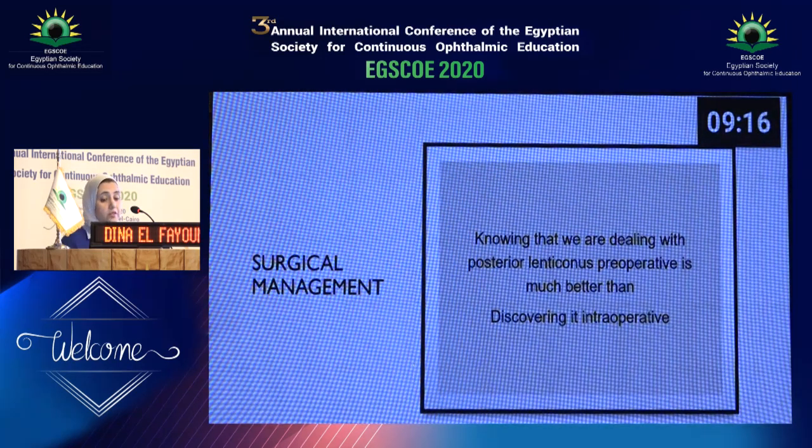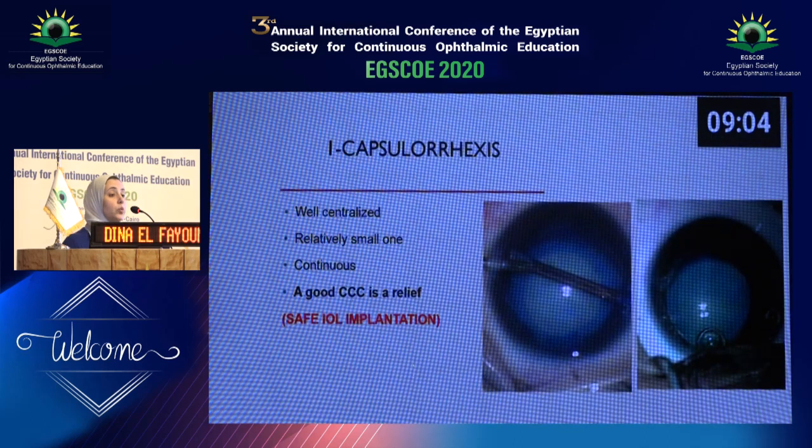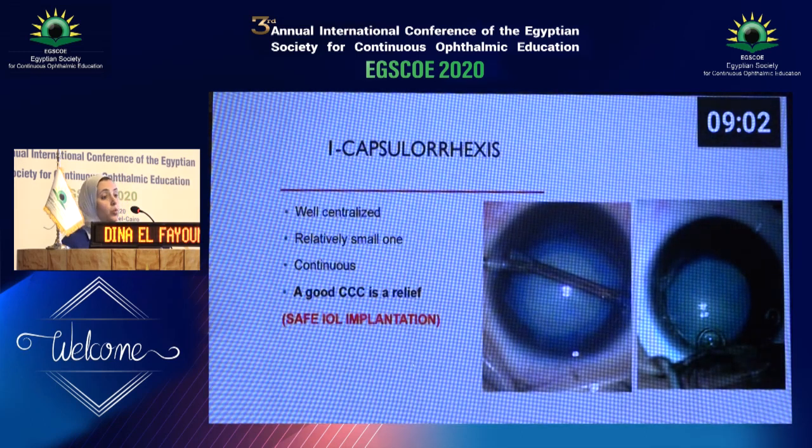When we manage such cases, as I said, knowing that we are dealing with a posterior lenticonus preoperatively is much better than discovering this intraoperatively. First step, when we go for our anterior capsular axis, we prefer that it should be well-circumscribed, well-centralized, relatively smaller, and continuous as much as we can, because by the end, if we succeed in achieving a good anterior capsular axis, this is a relief for the surgeon, because I have a safe IOL, I will go for a safe IOL implantation regardless of the defect which is present in the posterior capsule.